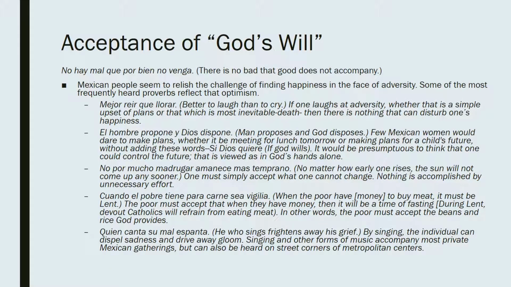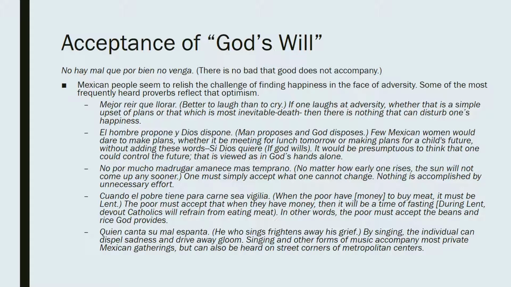So I'm going to skip pronouncing a lot of the Mexican phrases only because I cannot master the ways to express this information. So rather than butcher a language, I'm just going to go with the English versions. So there is no bad that good does not accompany. In other words, it's always God's will.